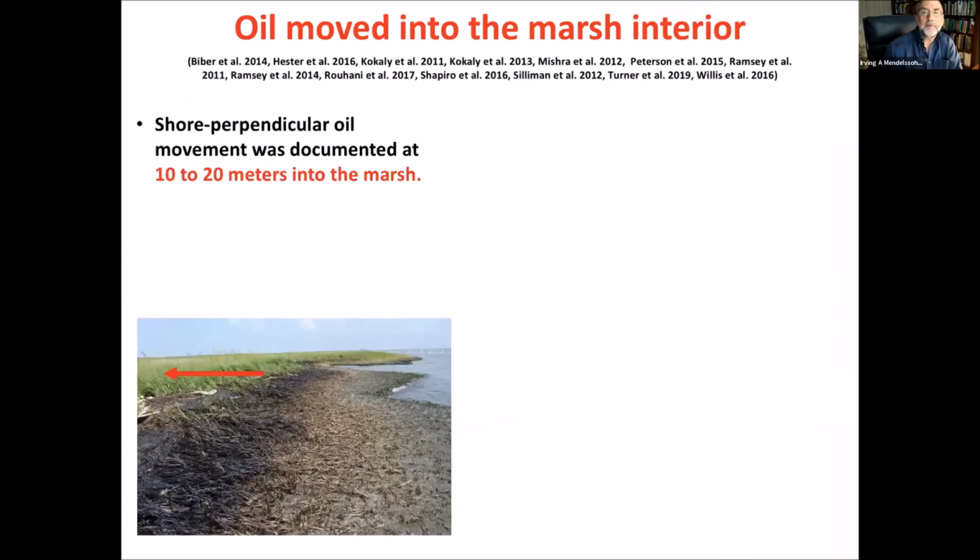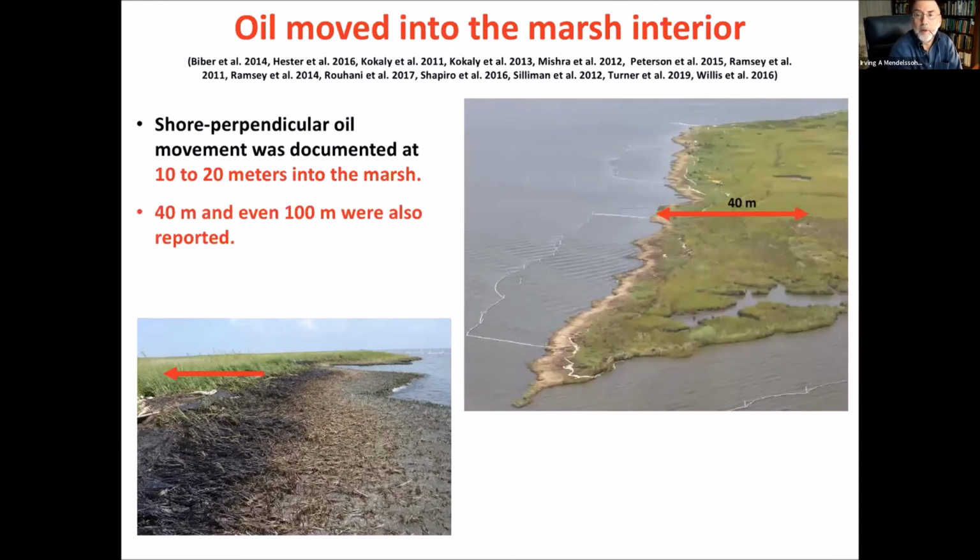So oil incursions of 10 to 20 meters into the marsh interior, determined from either Macondo fingerprinted oil chemistry or from remote sensing, were documented. There were other measurements of oiling as far as 40 and 100 meters into the marsh. So based on the published literature, we can say that Macondo oil moved anywhere from 10 to 100 meters shore perpendicular into these marshes.